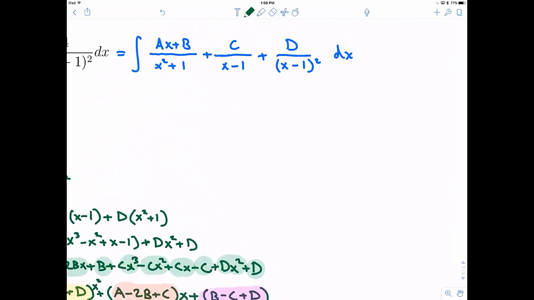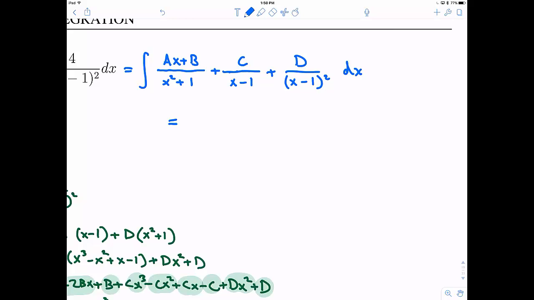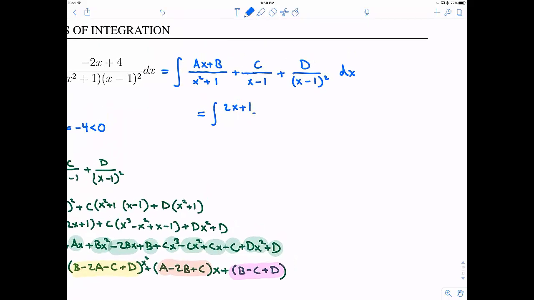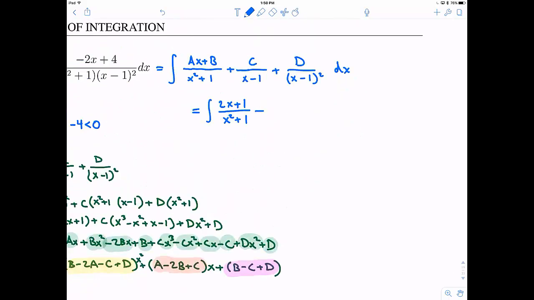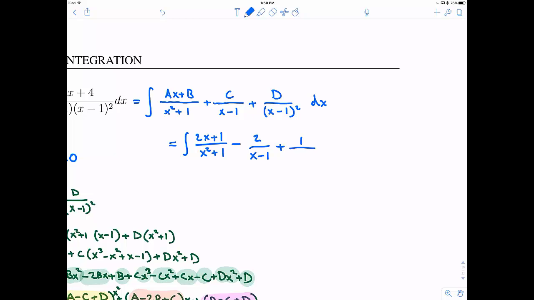So my original integral up here can be expressed as the integral of, now a is 2, so 2x plus b is 1 over x squared plus 1. And then c is negative 2, so negative 2 over x minus 1. And then d is 1, so 1 over x minus 1 quantity squared.